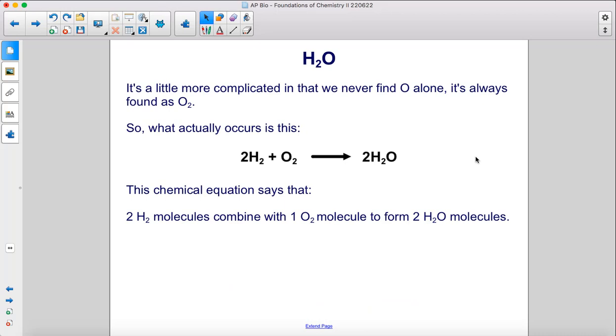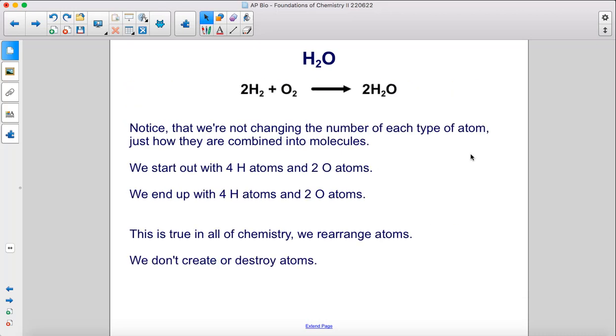It's a little more complicated in that we never find oxygen alone. It's always found as O2. So what actually occurs is this. 2 H2 molecules combine with 1 O2 molecule to form 2 H2O molecules. Notice that we're not changing the number of each type of atom, just how they're combined into molecules.